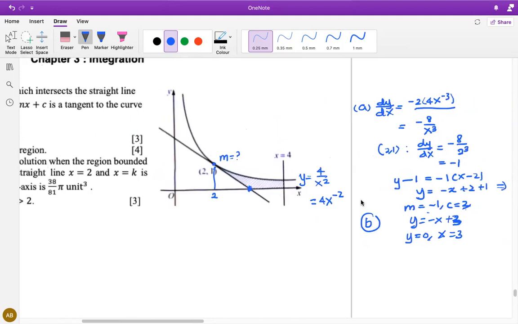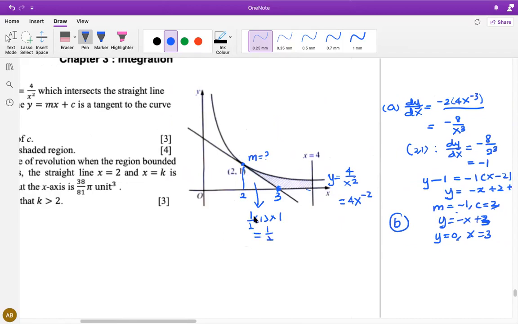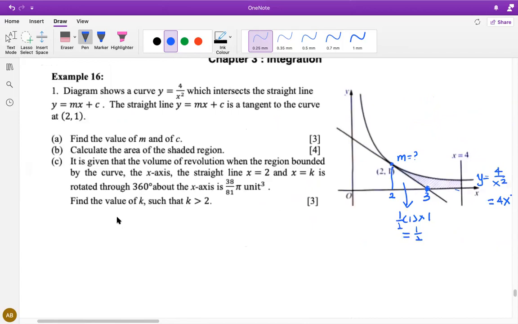Okay, for B, we want to find the intersection point of the tangent at the x-axis, right? So here is 3. So why do we have to find it? Because later on, we want to find the area of the curve and then minus the area of this triangle, right? So the area of this triangle is 1 over 2 times 1 times the height, which is 1, right? So times 1. So it's half. All right.